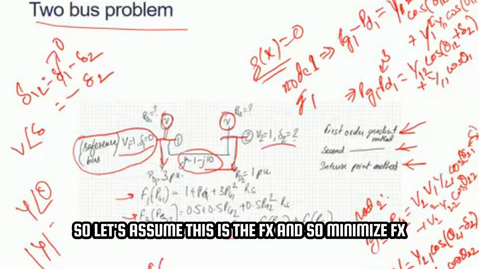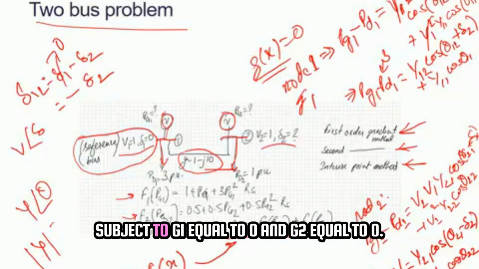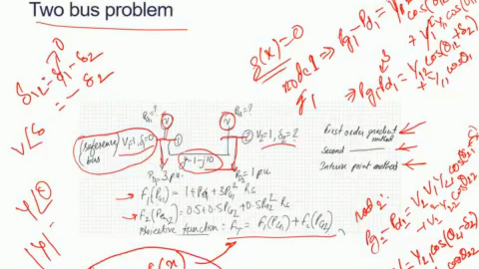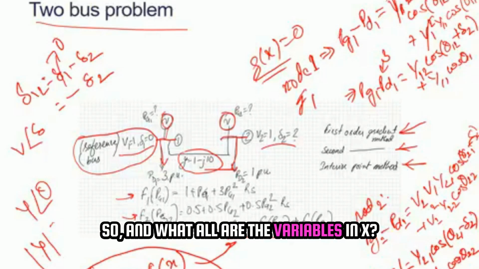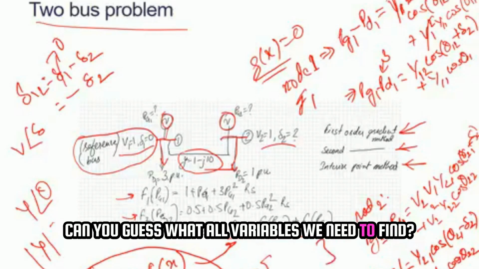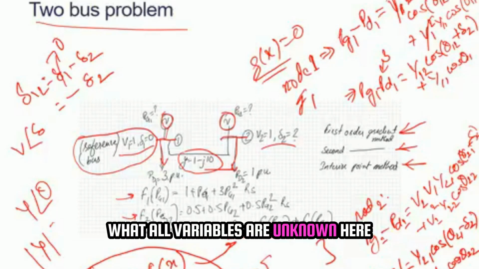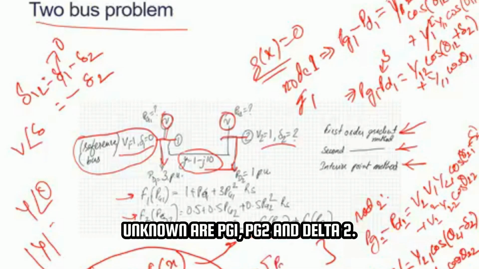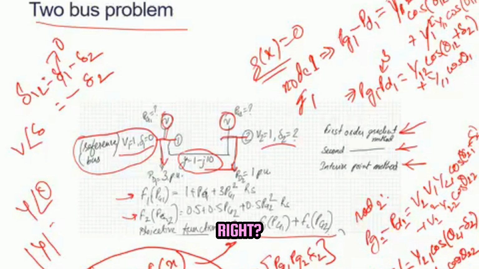So let's assume this is the fx, and so minimize fx subject to g1 equal to 0 and g2 equal to 0. This is a very simple optimization problem. And what are the variables in X? What all variables do we need to find? Can you guess what all variables are unknown here? Unknown are PG1, PG2, and delta 2.